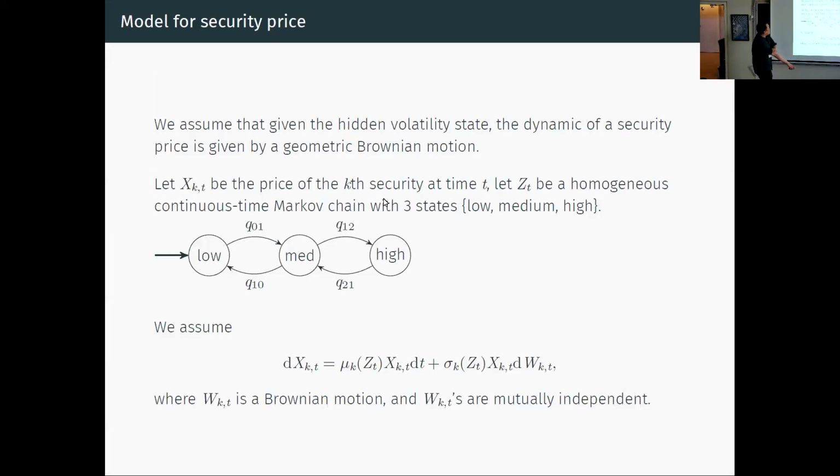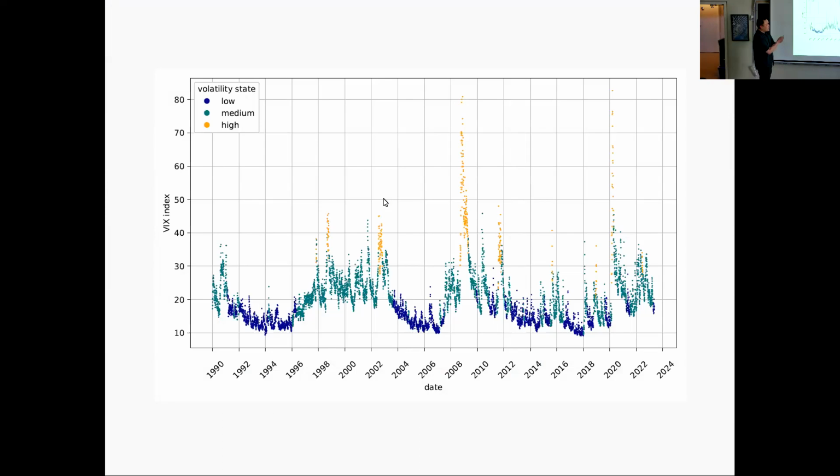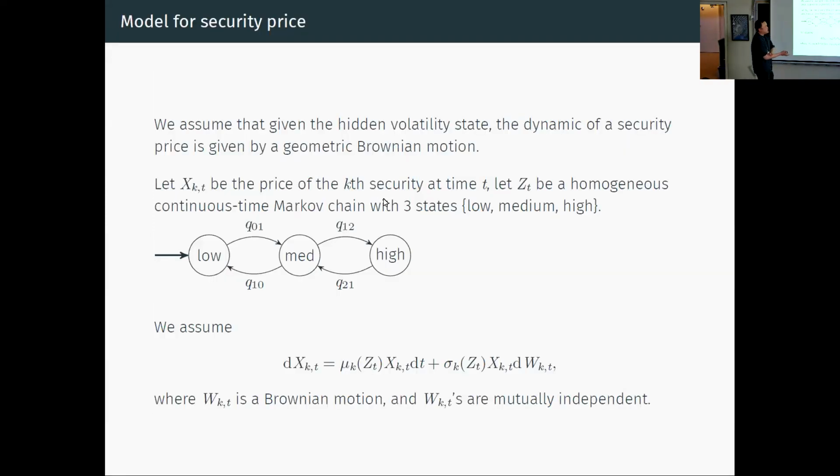Okay. Now we have the hidden state. So basically we estimate the hidden states based on Standard & Poor's 500 index. And we assume that these states are macroeconomic factors that have impact on all securities. And condition on the hidden states, which can be low, medium, or high, we simply use a geometric Brownian motion for security price.